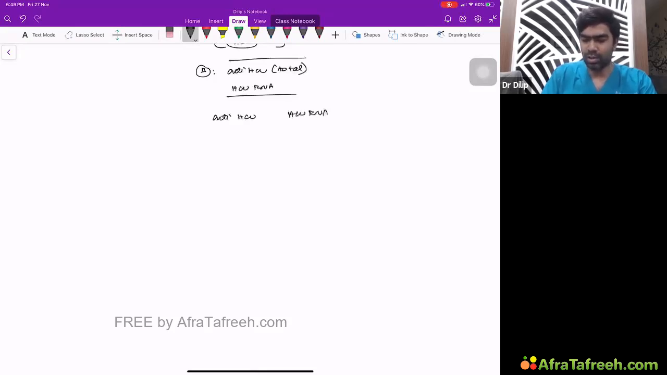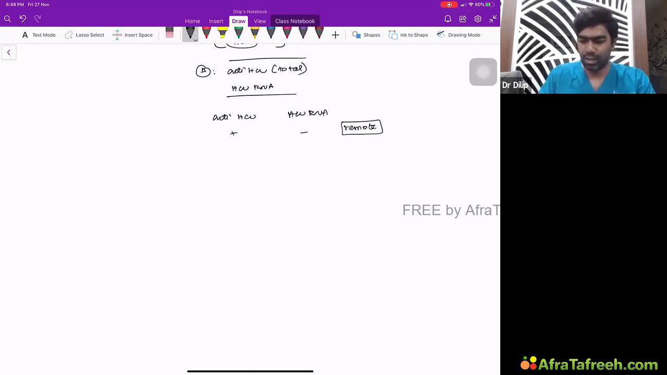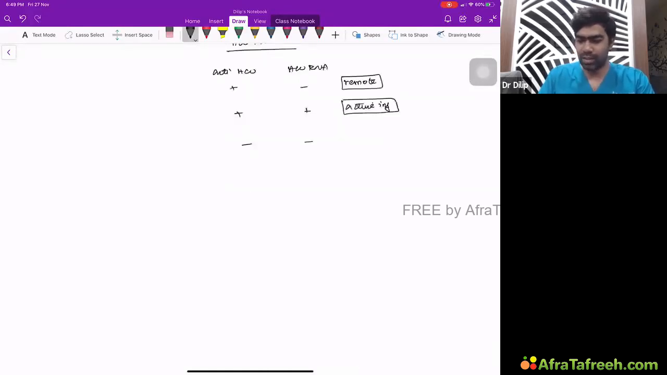If anti-HCV is positive and HCV RNA is negative, the patient has only a remote infection, which means the patient has recovered from the infection. If anti-HCV is positive and HCV RNA is also positive, then this patient has an active infection. If both are negative, then very likely the patient has no infection, no evidence of remote or active infection.